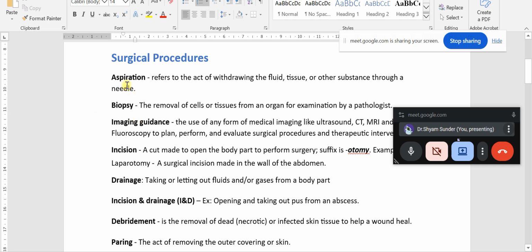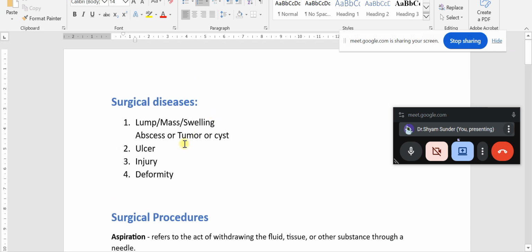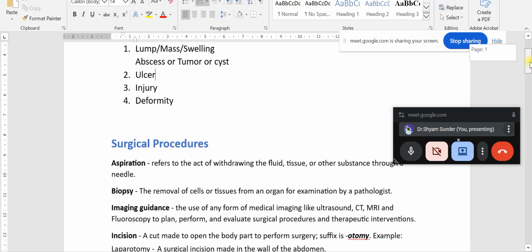So what is aspiration? Sometimes known as a general term. You withdraw the fluid with the help of a needle and syringe. For example, there's an abscess or a cyst. What is an abscess? We discussed, right? A cavity filled with pus. A cyst is again a cavity filled with clear fluid. So if there is a cyst, they do aspiration. They take a needle and syringe and withdraw the fluid. That is aspiration. So we have separate CPT codes for this.